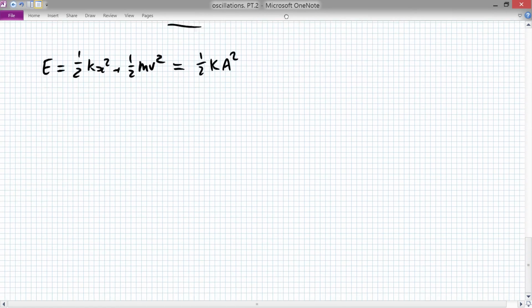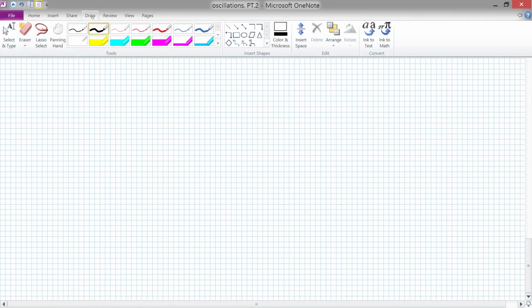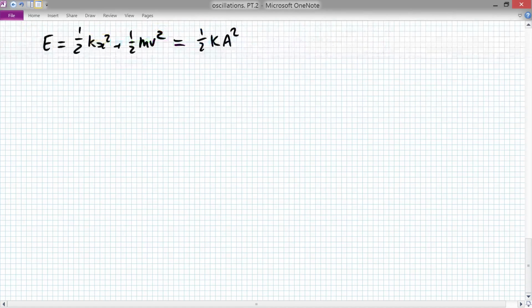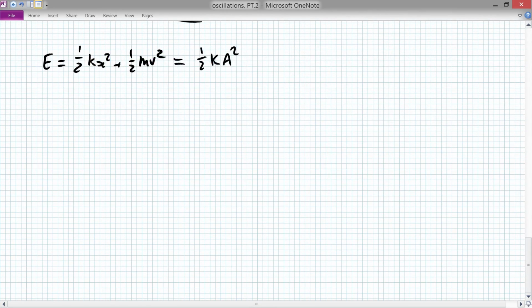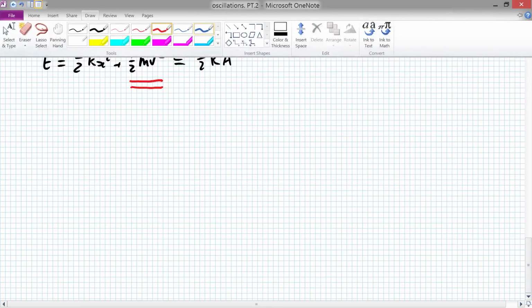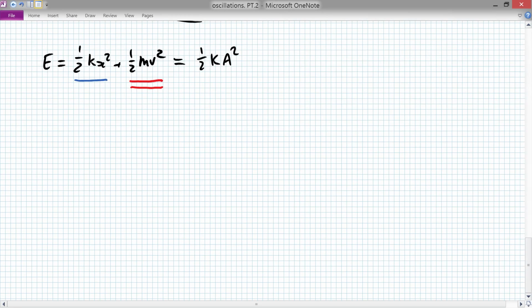So this, if you like, is my final equation in terms of energy, and I'm just going to split this off into 3 bits. So this I'll just denote in red my kinetic energy, and in blue my potential energy, and I'll just leave in black the total.